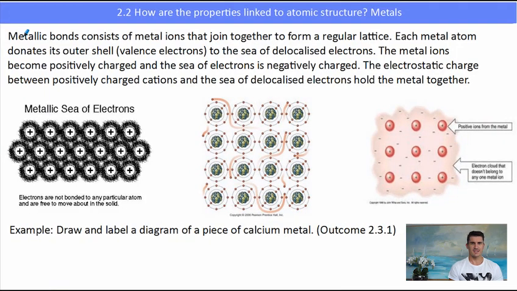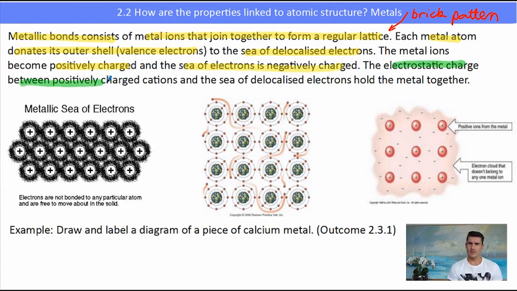Okay, metallic bonding consists of metal ions that are joined together in an infinite regular lattice, meaning it just continues. You can think of a regular lattice to be a brick pattern, where each metal atom donates its outer shell or its valence electrons to a sea of delocalized electrons. The metal ions become positively charged cations, and the sea of electrons are negatively charged.